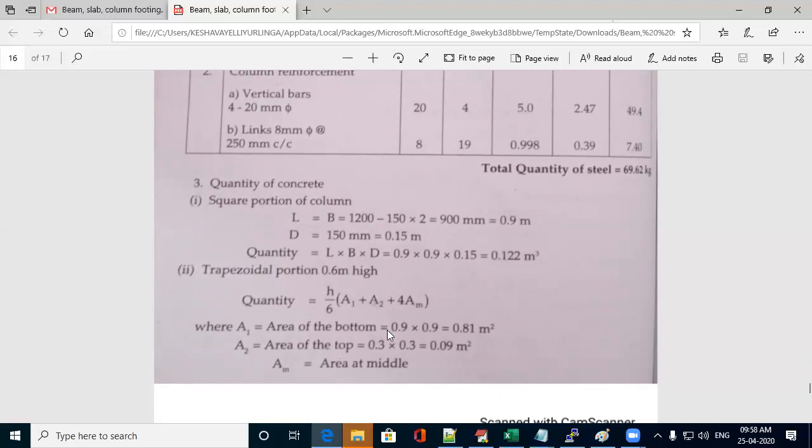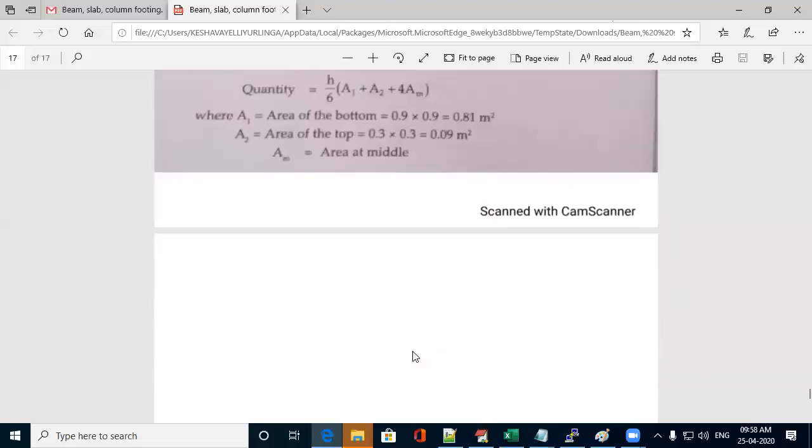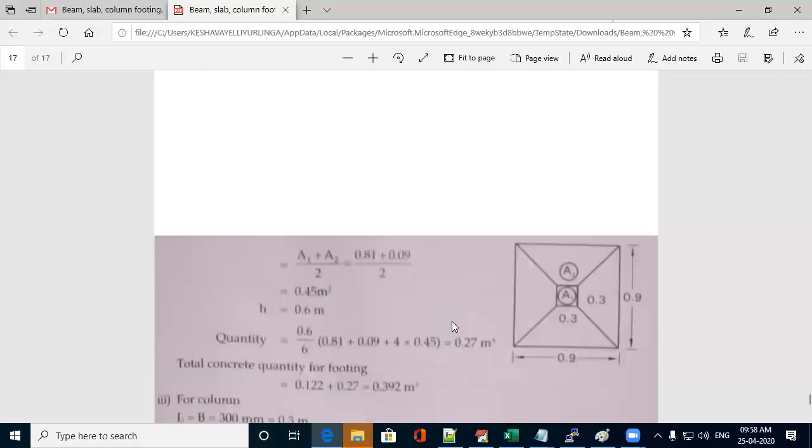Bottom area will be 0.9 by 0.9. Top area will be 0.3 by 0.3. How can we see this here? For the trapezoidal portion at the bottom it will be 0.9 by 0.9. At the top, that is near the neck of the column, it is 0.3 by 0.3. This is the dimension of the column. This is A1 and this is A2. AM is the mean area, that is A1 plus A2 by 2. When you calculate, you will get 0.45.